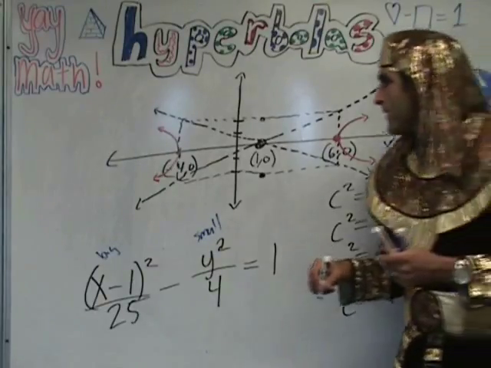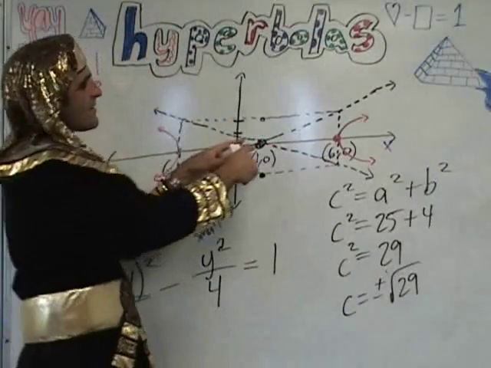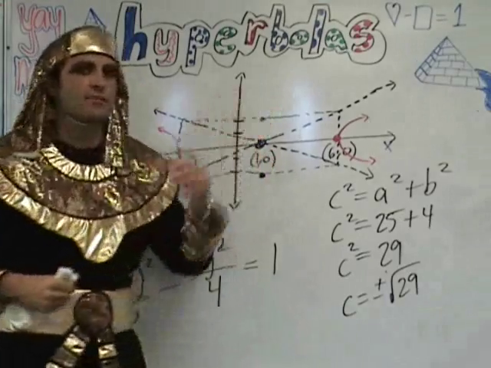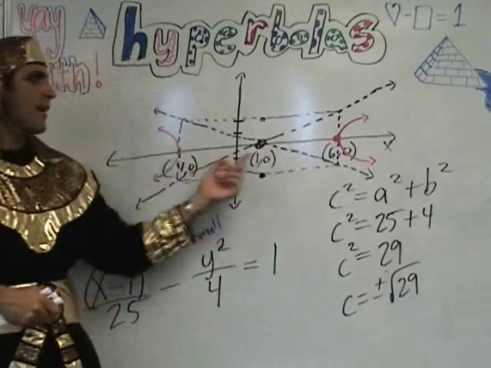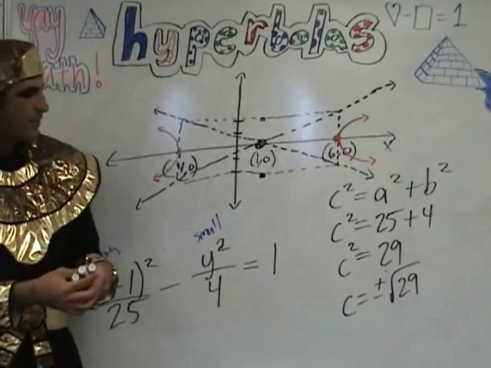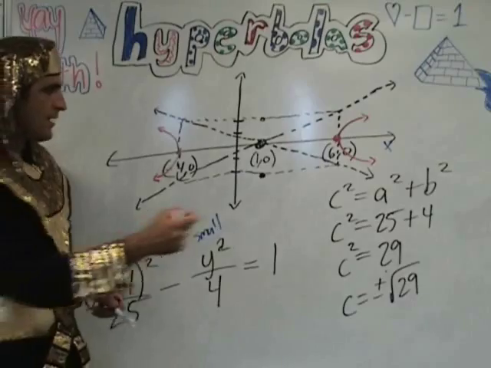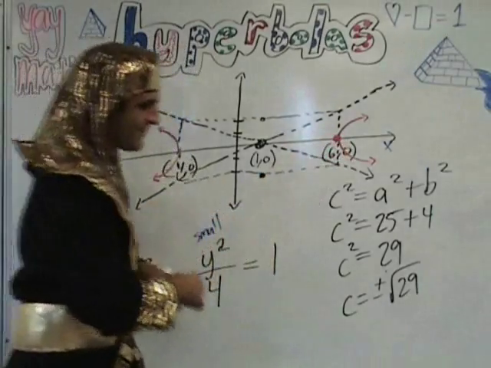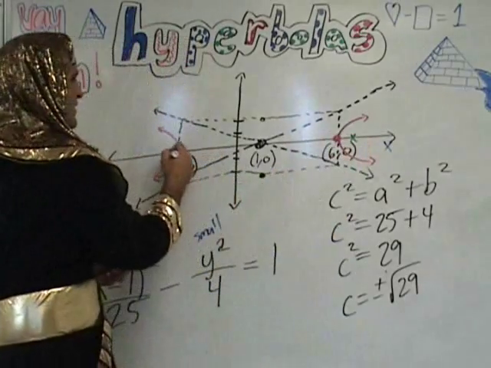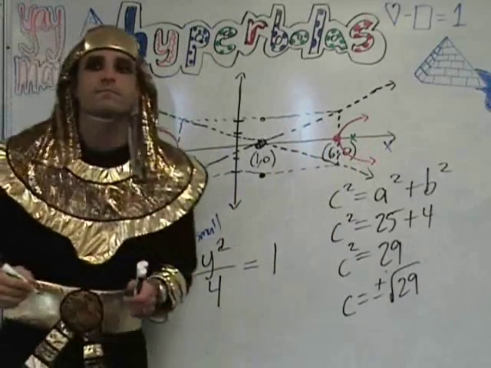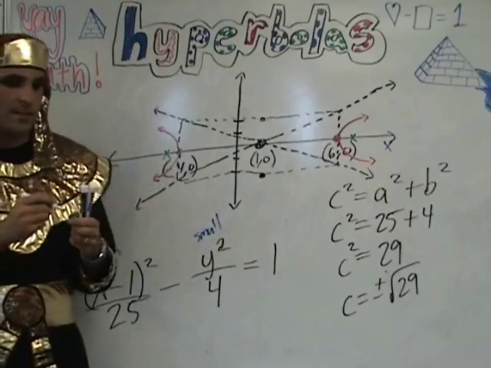So do you agree that the foci have to be either on the left and right or up and down? Left and right. So you're thinking on the outside of the green. How do you know they're on left and right and not up and down? Because they're on the major axis. I'm glad you brought that up.